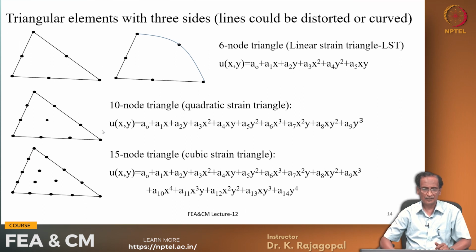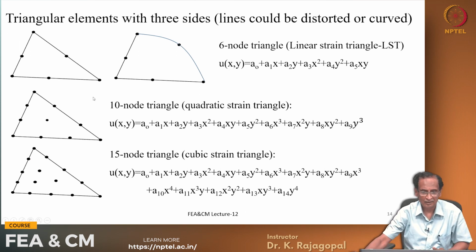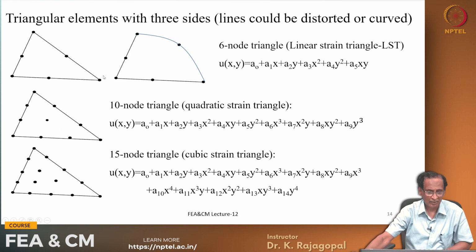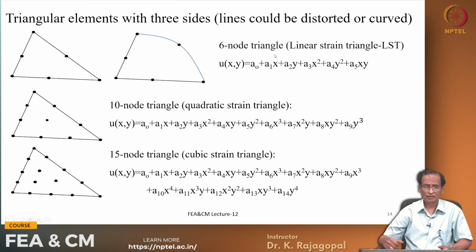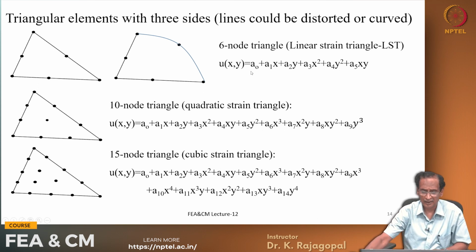And let us look at the triangles. The 3 node triangle we have already seen. Let us look at the 6 node triangle, 10 node and 15 node and so on. See, the 6 node triangle, it need not have straight edges. We can have curved edges like this, and our 6 node triangle, we also call it a linear strain triangle, LST, because the strain is linear and the polynomial expansion is a0 plus a1x plus a2y plus a3x square plus a4y square plus a5xy.